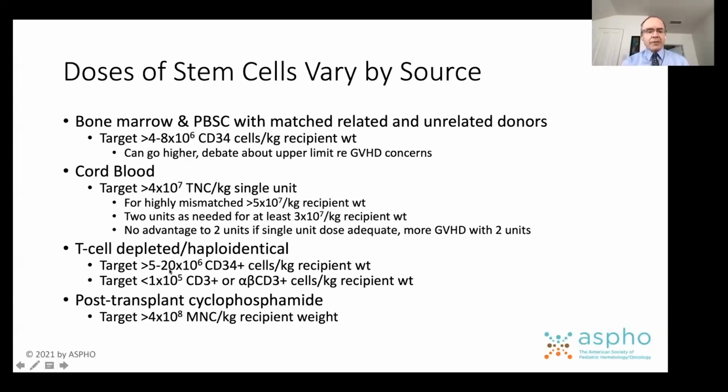For T cell depleted or haploidentical, there has been good evidence to show that high numbers of CD34 cells make a big difference. So we target much higher. And we also target having low numbers of T cells to be infused. Finally, post-transplant cyclophosphamide has been coming forward. It's used mostly with bone marrow or PBSC. And in that case, here are targets that are desired.